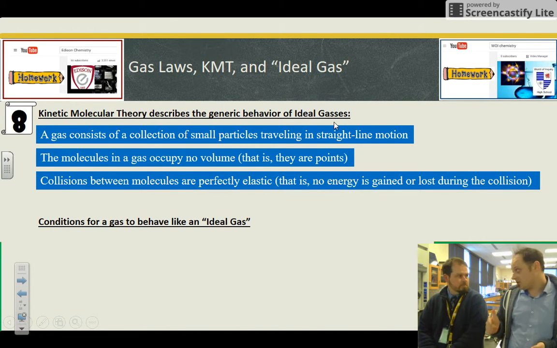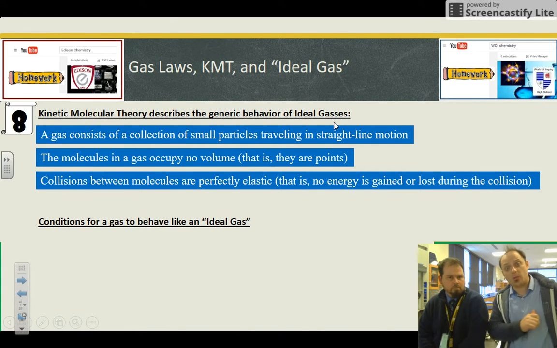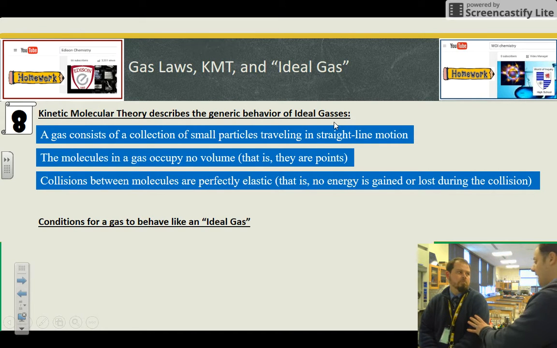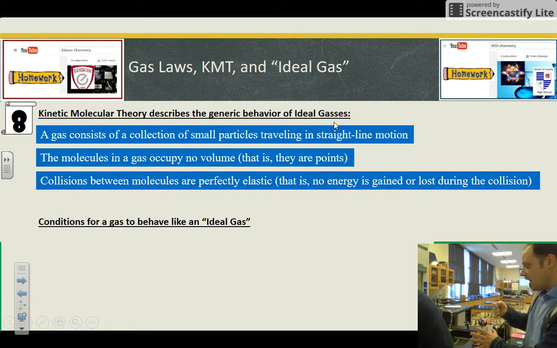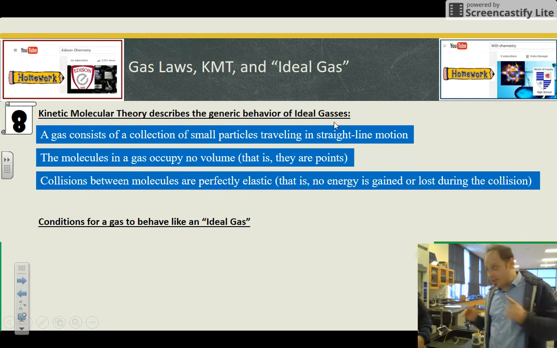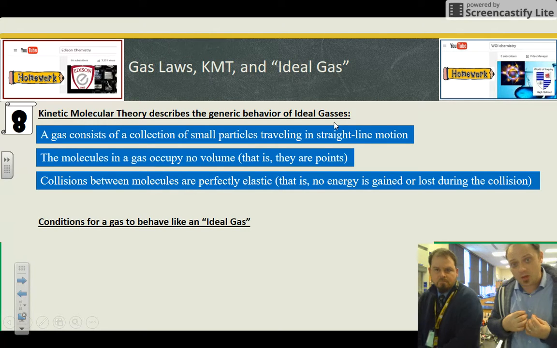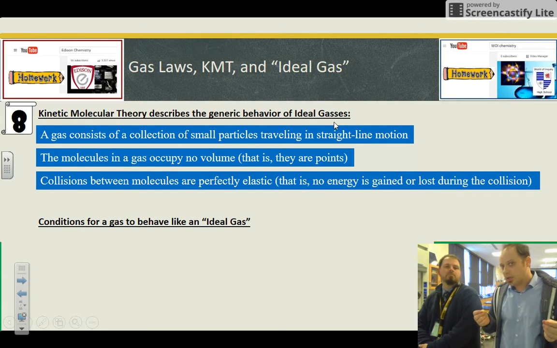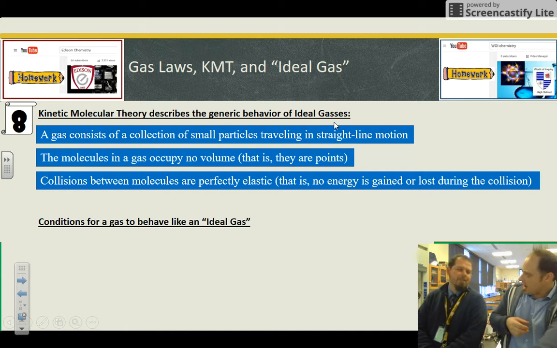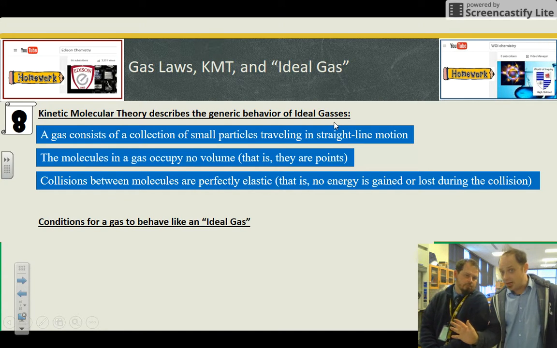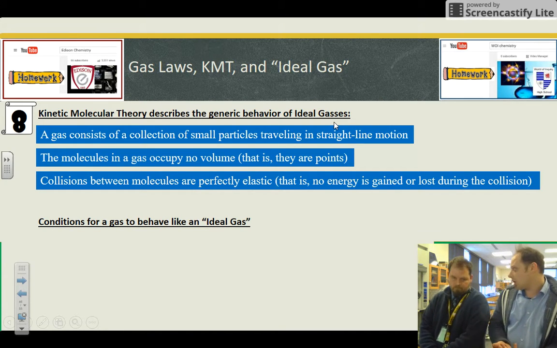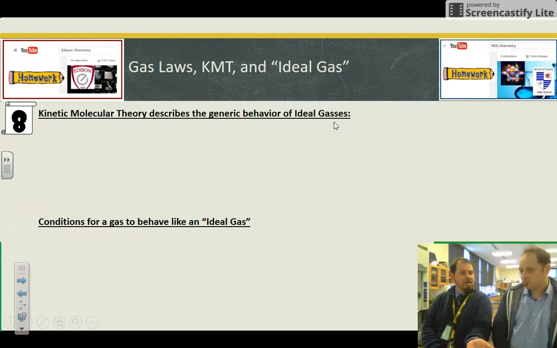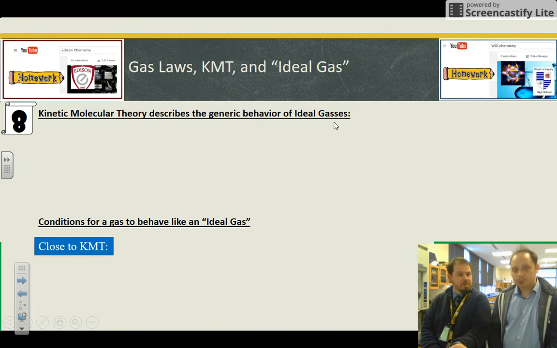Now, the last one is also testable. Collisions between molecules are perfectly elastic, meaning that when one gas molecule hits the wall of the container, it transfers all of its energy into the wall of the container or the other gas molecule. Nothing goes missing. In reality, this can be not the case, perfectly elastic, but this is a theory and not necessarily a law. And the theory helps us understand what we call an ideal gas, which makes it very predictable.